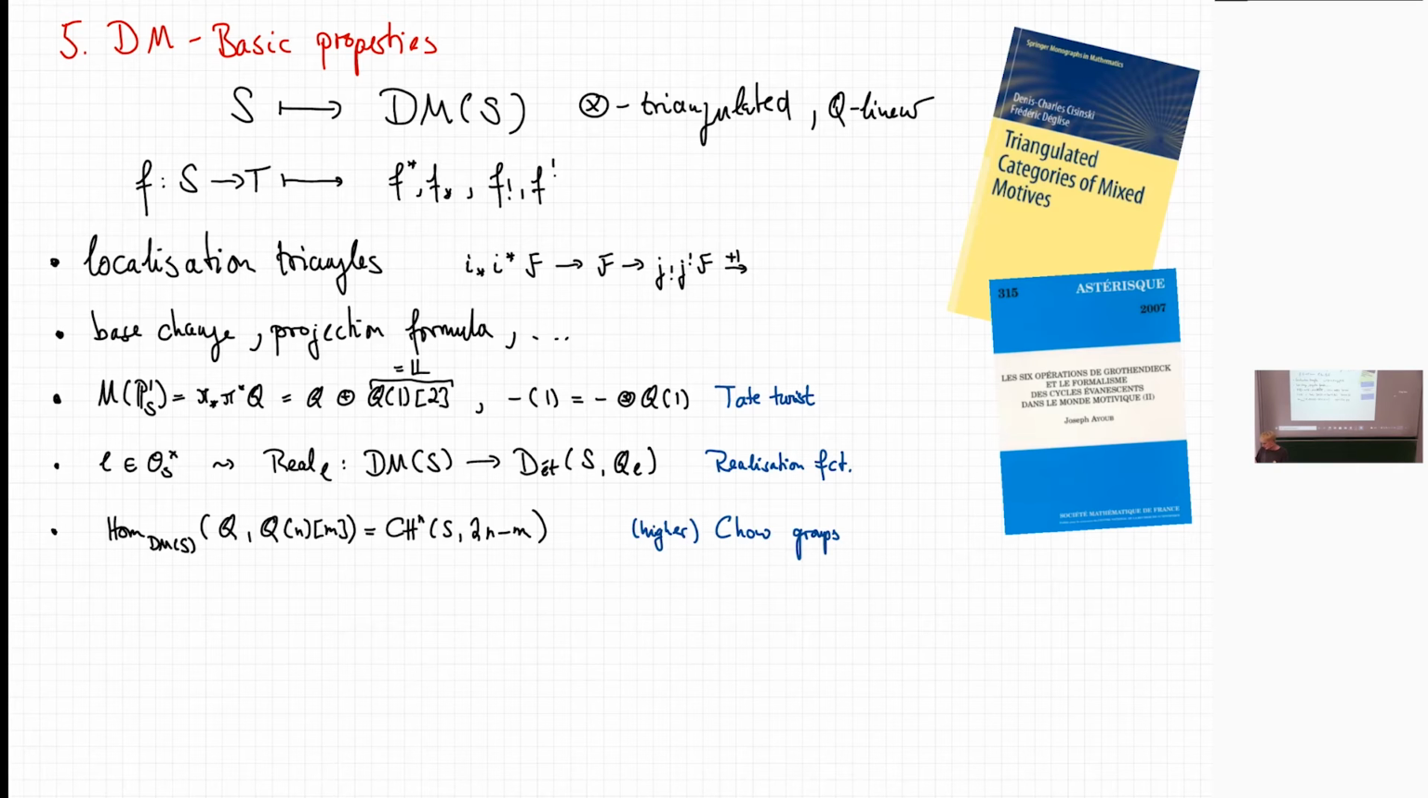sheaves. And as Shane already explained, the motives compute the higher Chow groups. There are Chow groups, which you can just define using algebraic cycles. And the higher Chow groups are to usual Chow groups as higher algebraic K-theory is to K-theory. And if you just say S is the base field, then this is the usual Voevodsky's triangulated category of mixed motives. But here, actually, you don't need to put in a field. You can put in any base S.